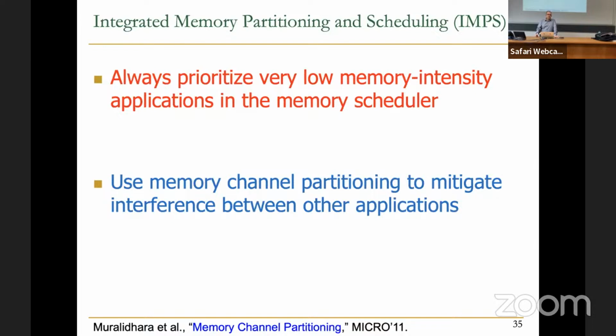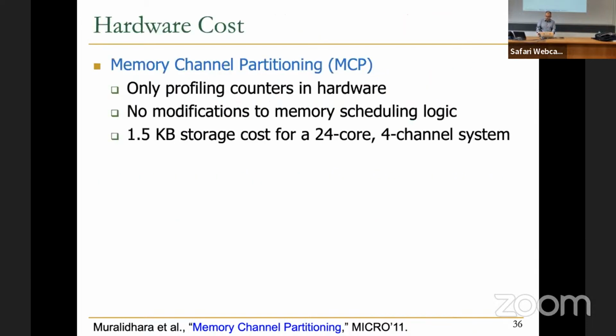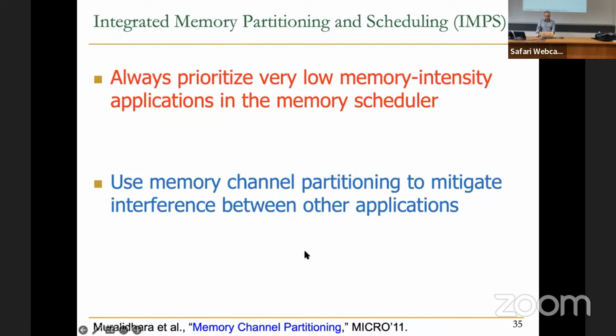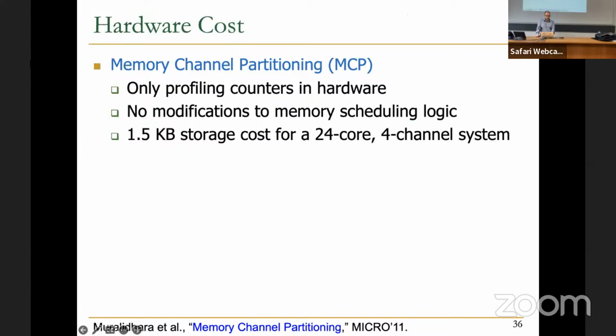So that brings us to this new technique, which is integrated memory partitioning and scheduling. So you do partitioning, but at the same time, you also do scheduling. So you do these two techniques together. So we always prioritize very low memory intensity applications in the memory scheduler. That's part of the scheduling. But at the same time, we also do channel partitioning to mitigate interference between other applications.